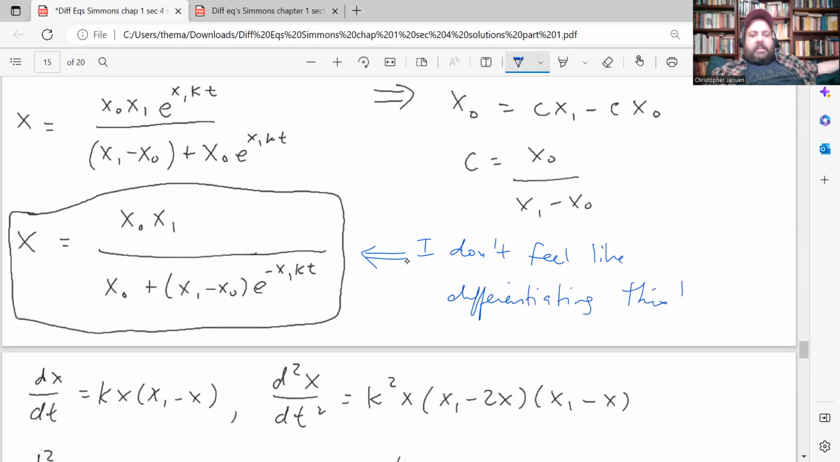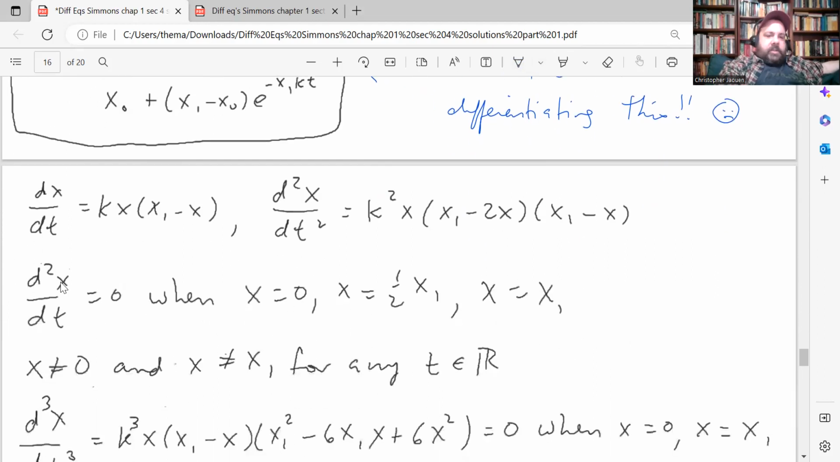So what I did was I just used the differential equation. So here, dx dt, we already know the derivative of x is k times x times x1 minus x. You can differentiate that again using implicit differentiation. Let me just show you what I mean on the whiteboard, just because it makes your life a whole lot easier.